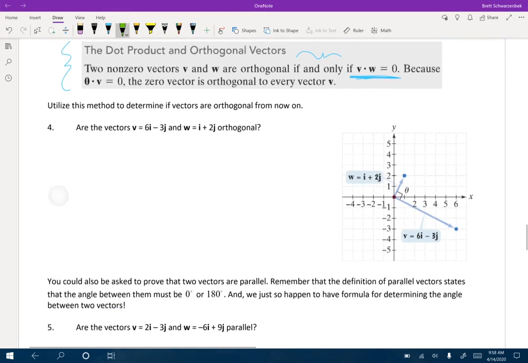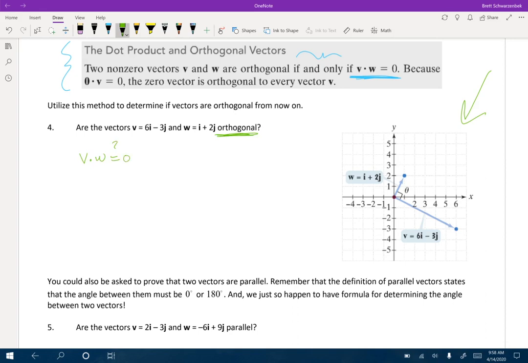It says, are the vectors 6i minus 3j and i plus 2j orthogonal? Again, you would not be given this picture, so don't look at this and say, oh, it's 90. We're not doing that. I give the pictures so students understand what they're doing visually, so the math means something. Note they only asked if it's orthogonal. If they only asked that, then all you have to prove is v dot w equals 0. That's all you have to do.